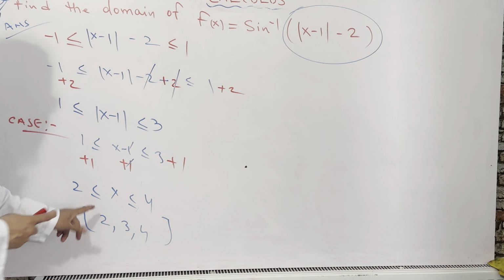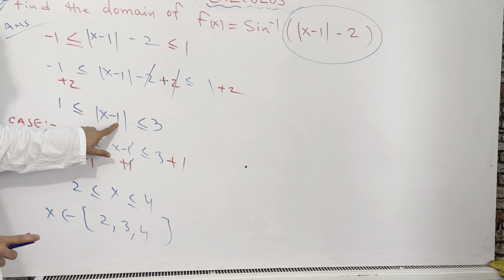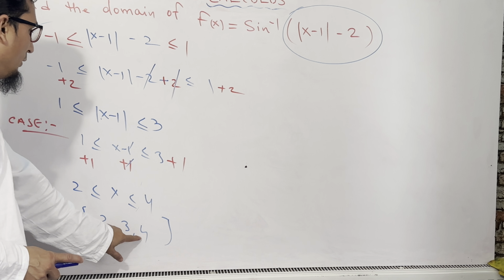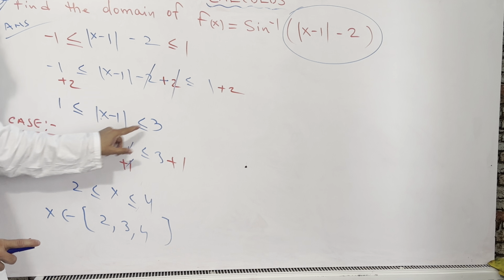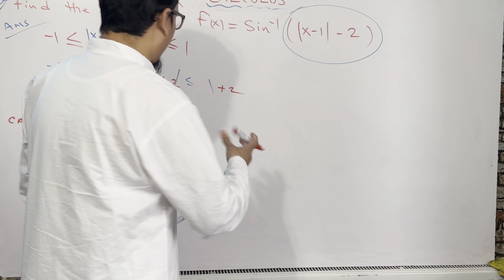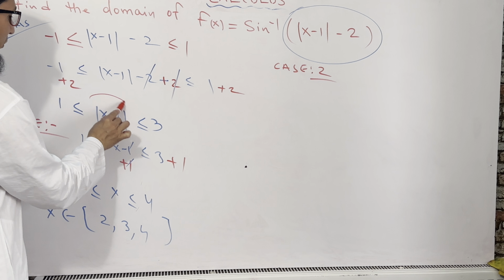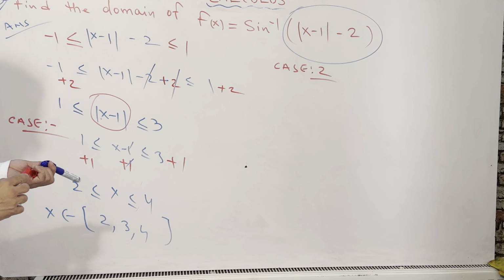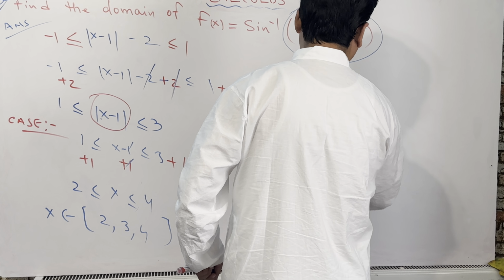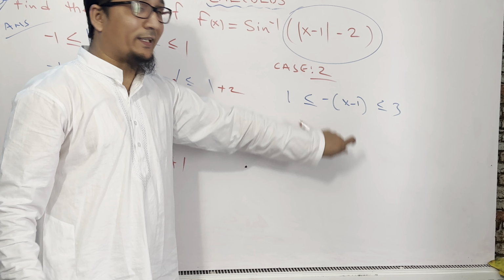If you write down these 2, 3, 4, this must be from 1 to 3. For example, 2 minus 1 is 1, and 1 is from 1 to 3. If you say 3, 3 minus 1 is 2, and 2 is from 1 to 3. 4, 4 minus 1 is 3, and 3 is from 1 to 3, right? So 2, 3, 4. And case 2: in place of this part, just use the minus sign before it. So we have 1 less than or equal to minus of x minus 1, less than or equal to 3. Then you have to solve this inequality and find out the domain.